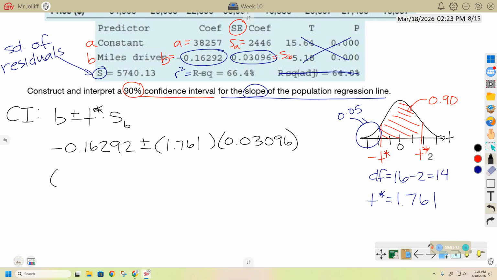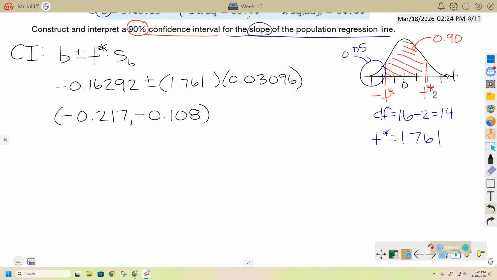Okay. When I did it, I got, what did I get? I got negative 0.217 and negative 0.108 rounded to 3 places. Yes. Yay. Good. Very good. And calculating these manually isn't too bad because they're giving us b and s_b. That's not too scary.